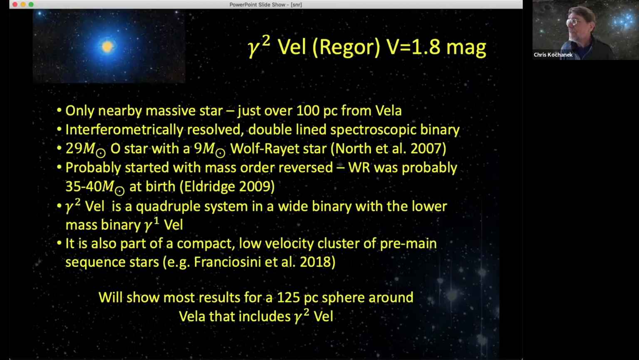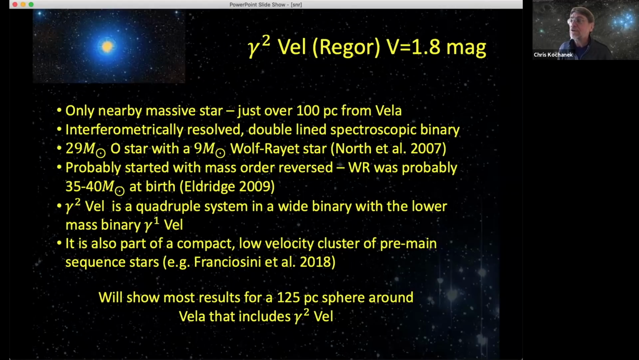Okay, now there's one little fly in the ointment, and it's this guy, Gamma2 Velorum, Regor, although Regor is evidently not an official name. It's the only massive star near Vela, and it is just over 100 parsecs from Vela. So when I was originally going to do this analysis, I was going to use 100 parsecs as my sphere, and then having the only massive star sit at like 101 parsecs, I shifted the standard analysis to include Gamma2 Velorum. It is the nearest Wolf-Rayet star.